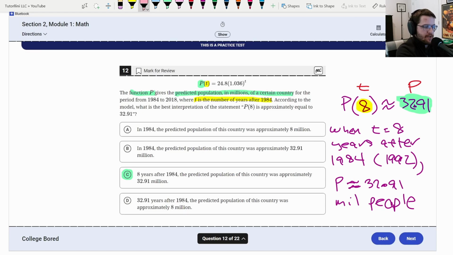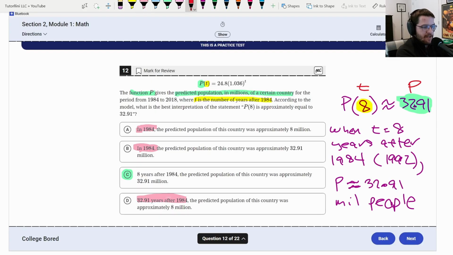If you look at all these other answer choices, this one says in 1984. I don't even need to read the rest. There's no way that's right. We just established it's in 1992. This one also says in 1984, wrong for the same reason. And then this one says 32.91 years after 1984. I don't even need to read the rest. We established that it is 8 years after 1984. So make sure you pay very close attention.